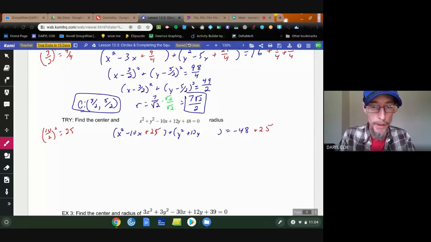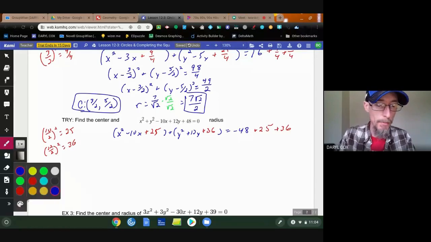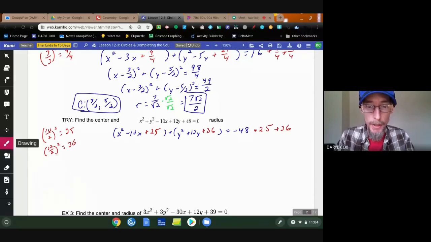Okay. To do the next part, 12 over 2 squared. That's going to give me 36. So I add 36 to this side of equals. Got to add 36 to that side of equals. Keep my equation balanced.